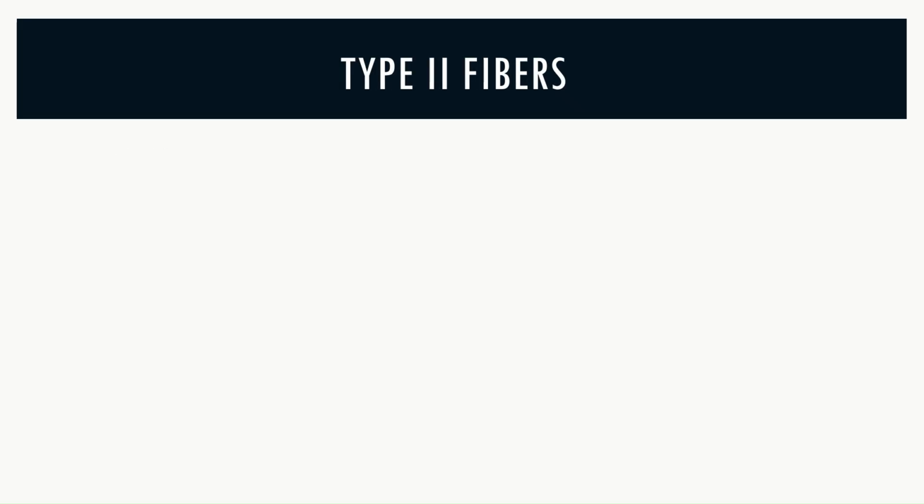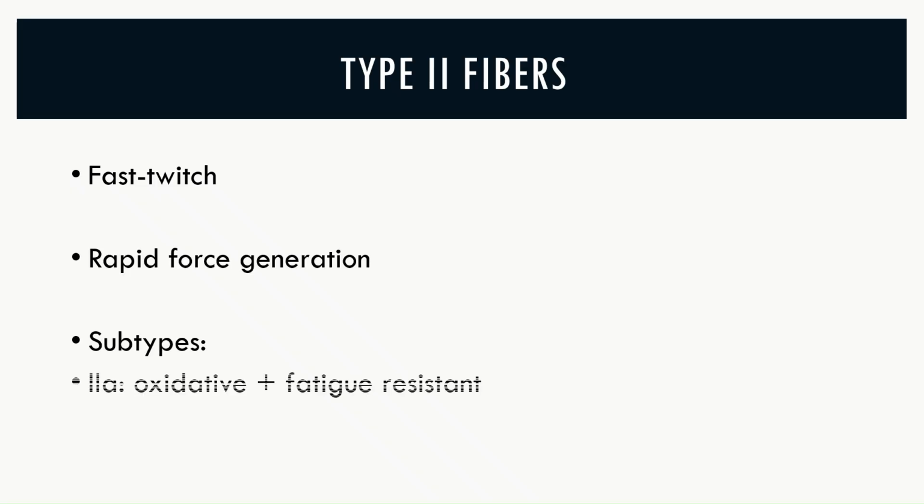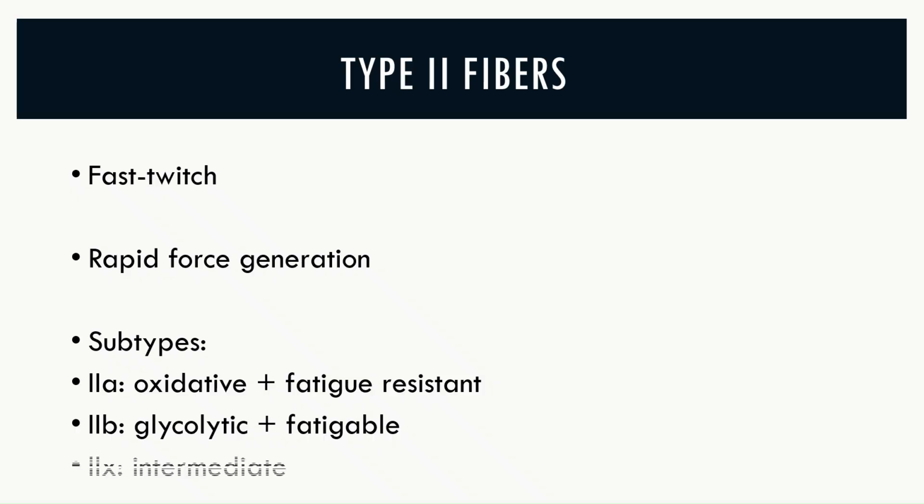Type 2 fibers. Type 2 fibers are fast twitch fibers that generate force rapidly. Type 2A are relatively fatigue resistant, while type 2B fibers are more glycolytic and fatigue quickly, and type 2X fibers show intermediate characteristics.